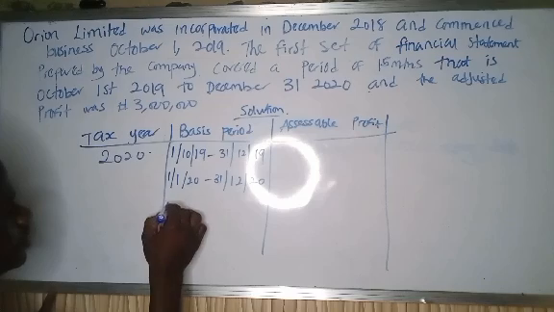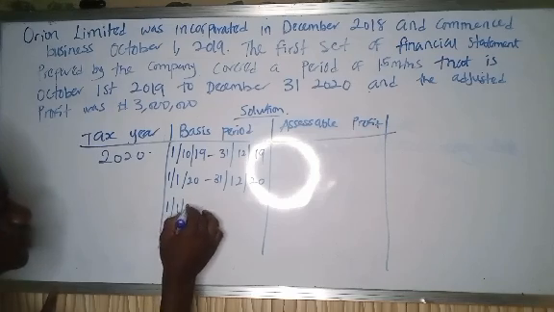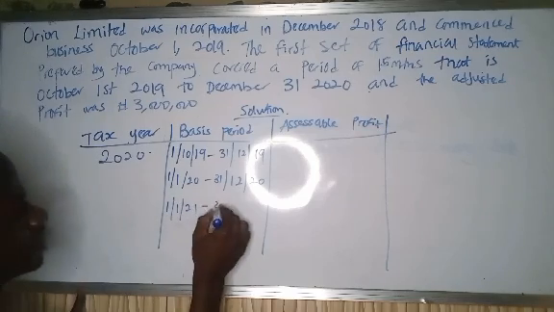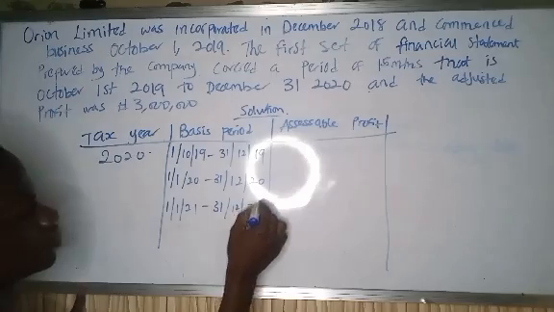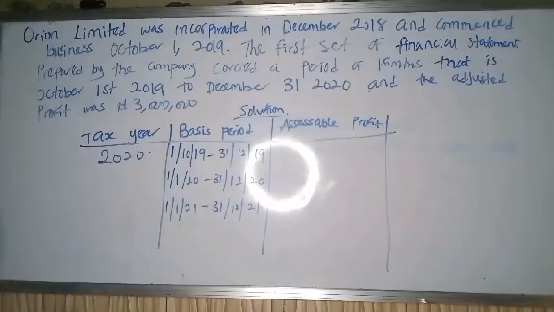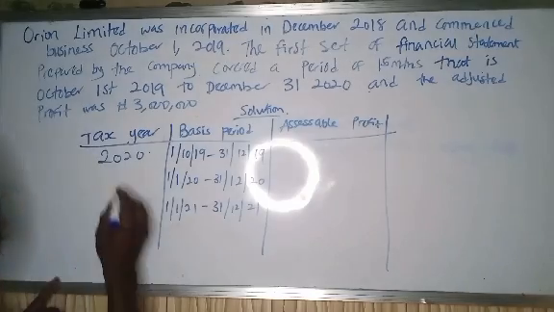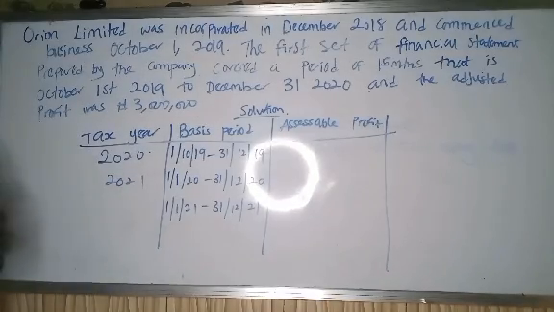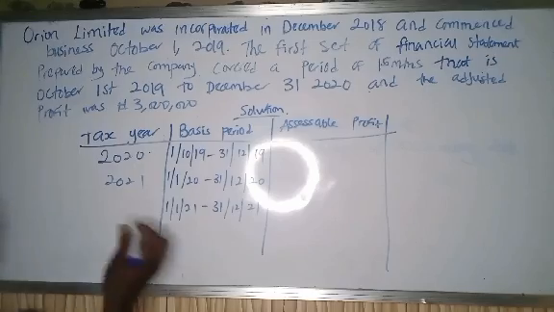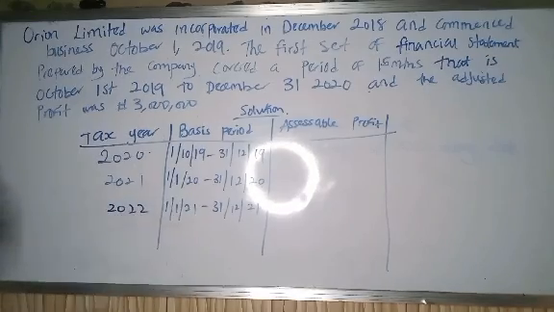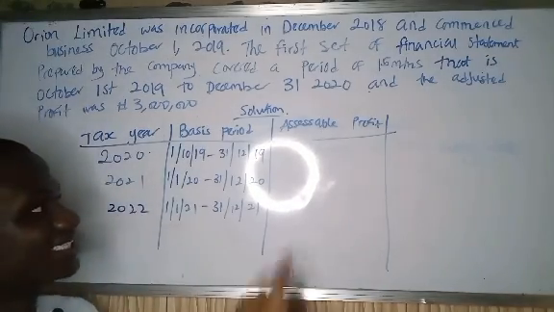So the following year will be 1/1/2021 till 31st December 2021. So this is year 2020, tax will be collected in year 2021. Year 2021, tax will be collected in year 2022. So now, how do we get the accessible profit?